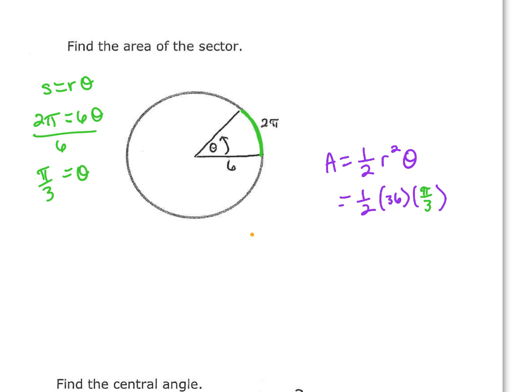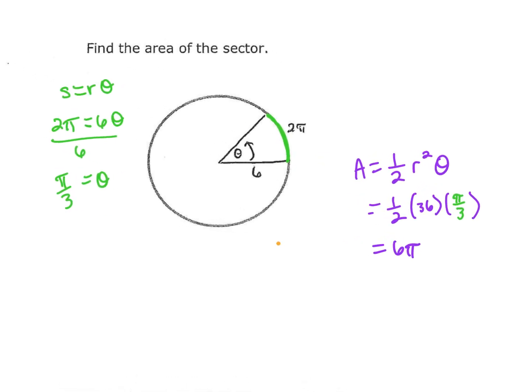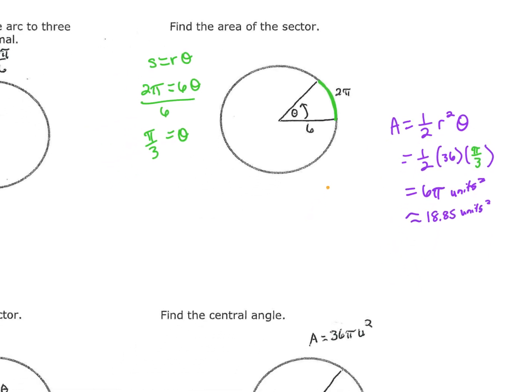Okay, so it's asking for area, but there's more you've got to do. You've got to use the other formula, the arc length formula, first to plug in so that you can get your answer, right? Okay, so now we're doing 36 pi over 6, so we get 6 pi, and we don't have units, so units squared. What is that as a decimal approximation? We're at 18.85 units squared. Okay.